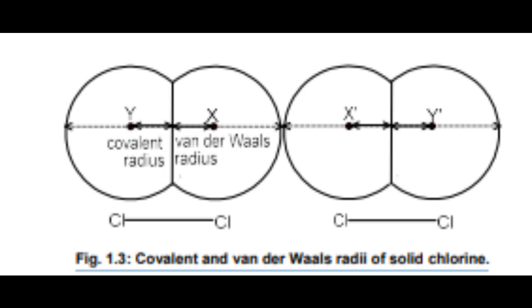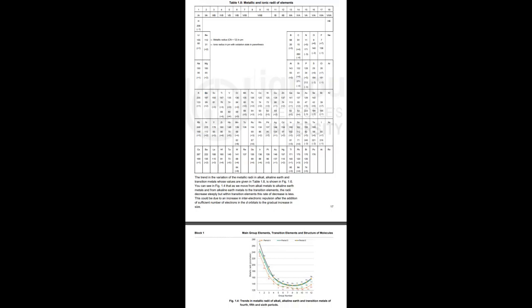Look at the screen. The distance between adjacent molecules is the van der Waals radius of chlorine atom, whereas half of the distance between the two nuclei X and Y in the same molecule is the covalent radius of chlorine atom. The van der Waals radii represent the distance of the closest approach of an atom to another atom it is in contact with, but not covalently bound to it. Fig. 1.3. Covalent and van der Waals radii of solid chlorine.